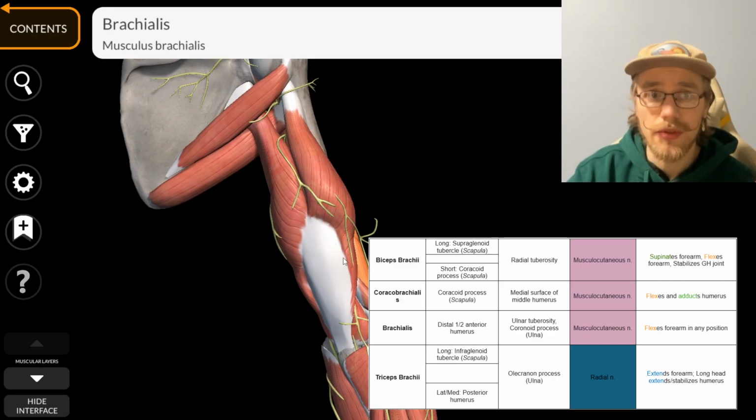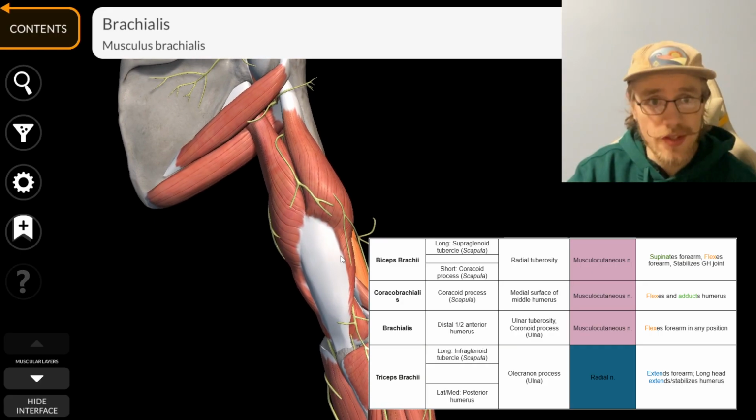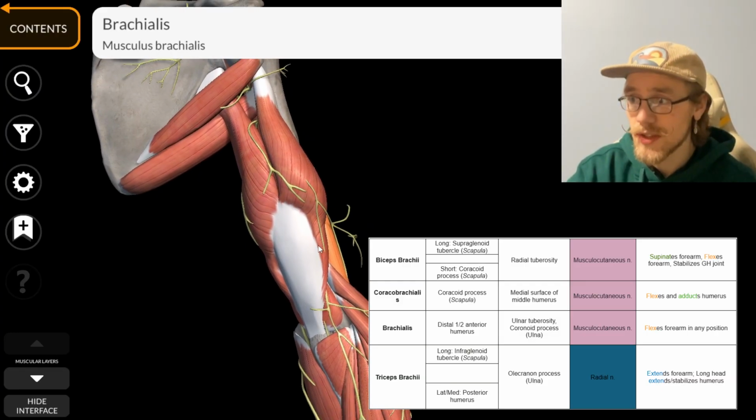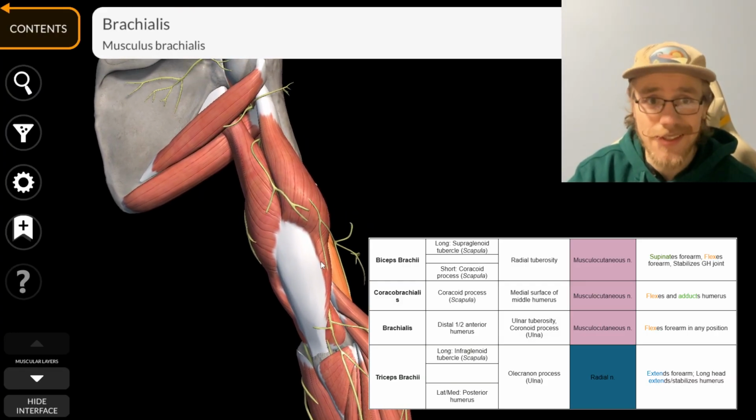Everything after this is going to be forearm. So arm is this stuff, forearm is the next stuff. If you say upper arm, that doesn't exist. Moving on.